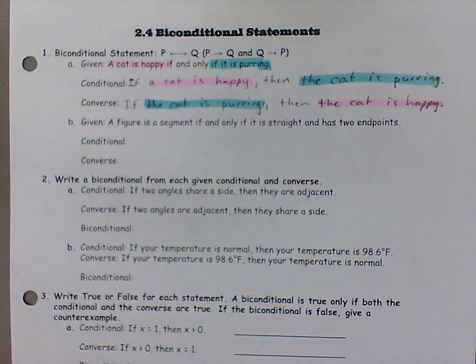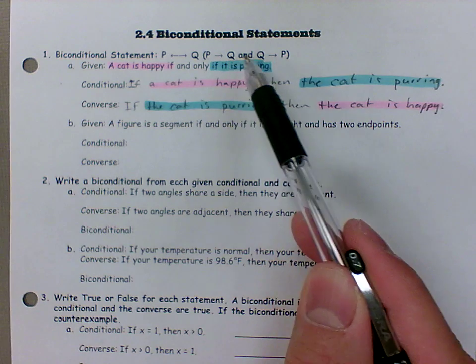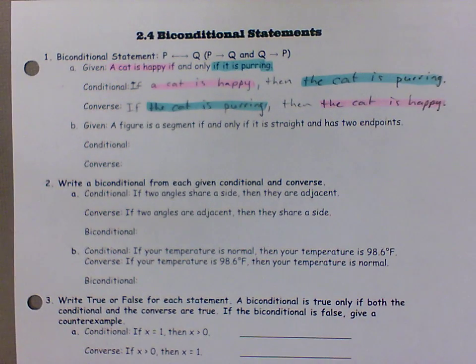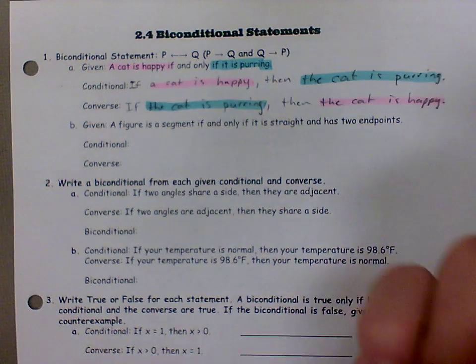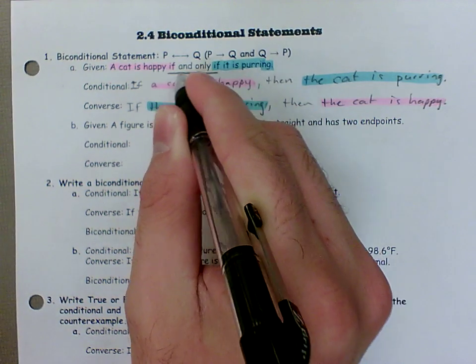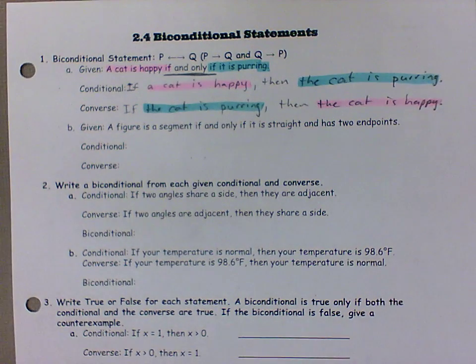So once again, all we're doing is swapping the hypothesis and the conclusion. So we have a P that implies Q and a Q that implies P. So both the converse and the conditional are going to be true for a biconditional. There's also a tip here that helps us tell that this is a biconditional, and that's the statement if and only if. If you see if and only if, you know that means that we have a biconditional statement.